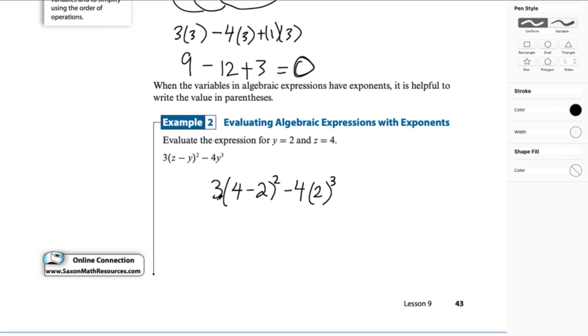Once you've rewritten your problem, you're going to go ahead and simplify it just like you know to do with your order of operations. Do what's in the parentheses first. So we get 3 times 4 minus 2 is 2 to the second power minus 4 times 2 to the third. And now we're going to deal with the exponent. So 3 times 4 minus 4 times 8. And now we'll finish off by doing multiplication. And after we do our multiplication, we're going to go ahead and hit up that subtraction. So when I subtract, I get a -20 as my final answer.